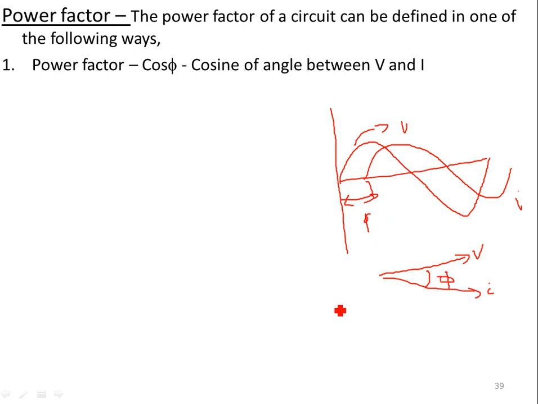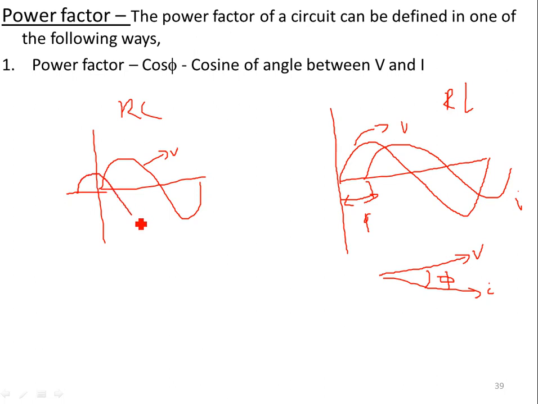Current is lagging voltage by an angle phi, whereas in the case of an RC series circuit, you will get voltage like this, and current will be leading voltage by an angle phi. So here, how do you draw the phasor diagram? Voltage is taken as reference, and current is leading voltage by an angle phi.